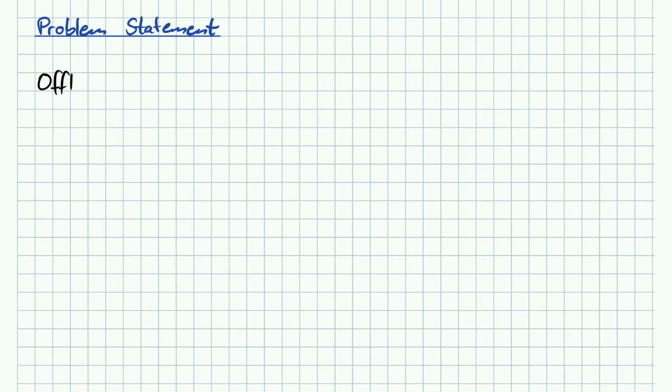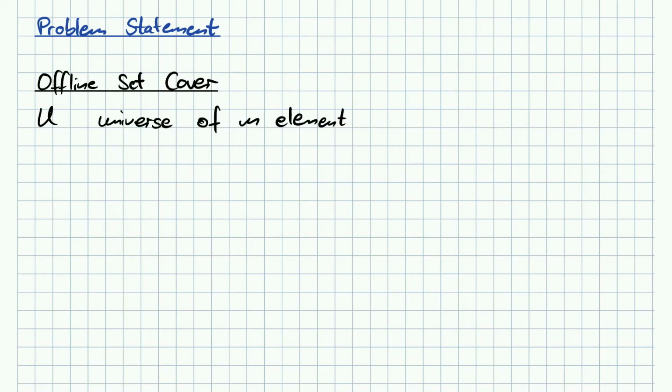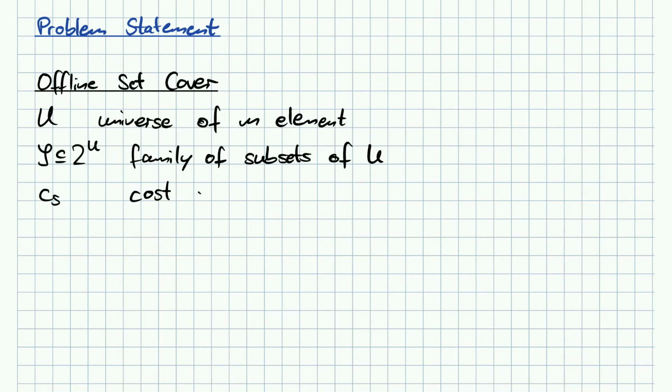In offline set cover, we have U, the universe of M elements. And we have S, which is a subset of the power set of U, as I was saying, a family of subsets of U. And each set S has a cost.